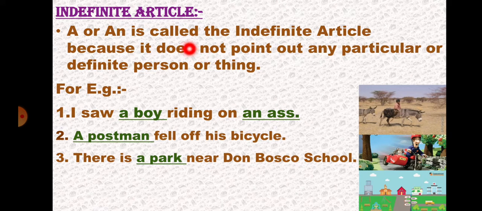Now students, we are going to learn about indefinite articles. A or an is called the indefinite article because it does not point out any particular or definite person or thing. For example, I saw a boy riding on an ass. A postman fell off his bicycle. There is a park near Don Bosco School. So here when we are using article a boy, an ass, a postman, a park, we are not pointing out a particular person or animal or thing. So for that we are using article a or an.